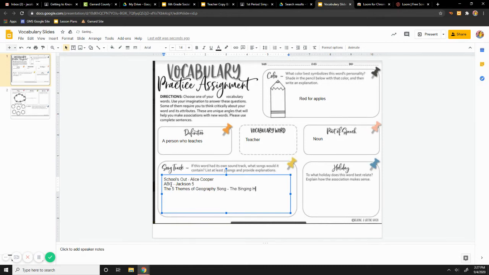All right. Now, if the songs are obvious as to why they relate to that word, then you don't need to put an explanation. But if it's like ABC from the Jackson 5, how does that relate to teachers? Then you can put, this song relates because it talks about the ABCs and teachers teach the alphabet.